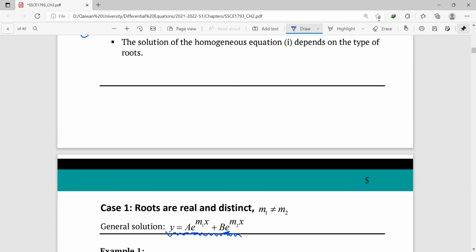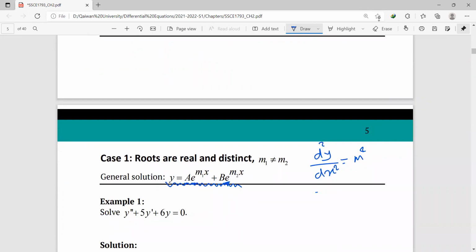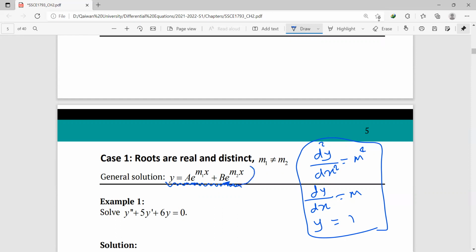How? We replace d squared y by dx squared by m squared, and we replace dy by dx by m and y by 1. We replace these three things in the equation, and then we can get the values of m. After finding the values of m, if we get two different real values of m, we use this formula to write down the solution.